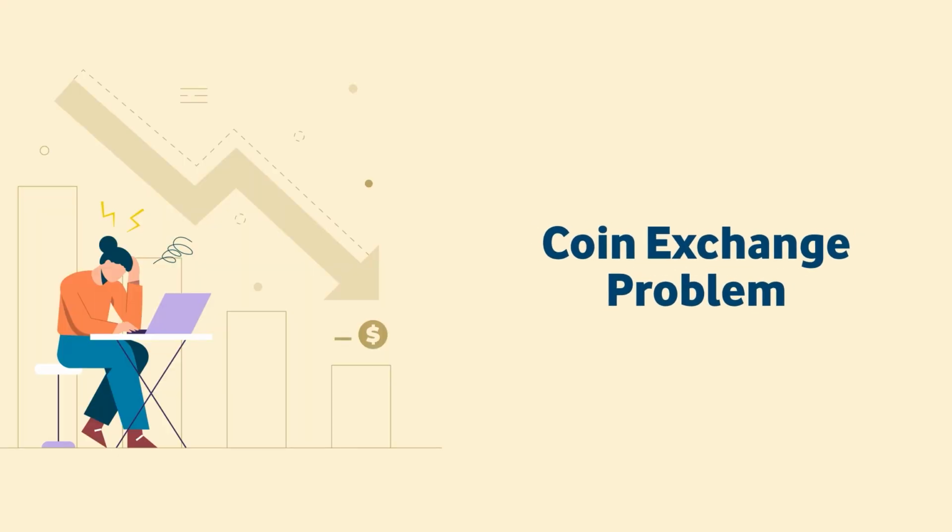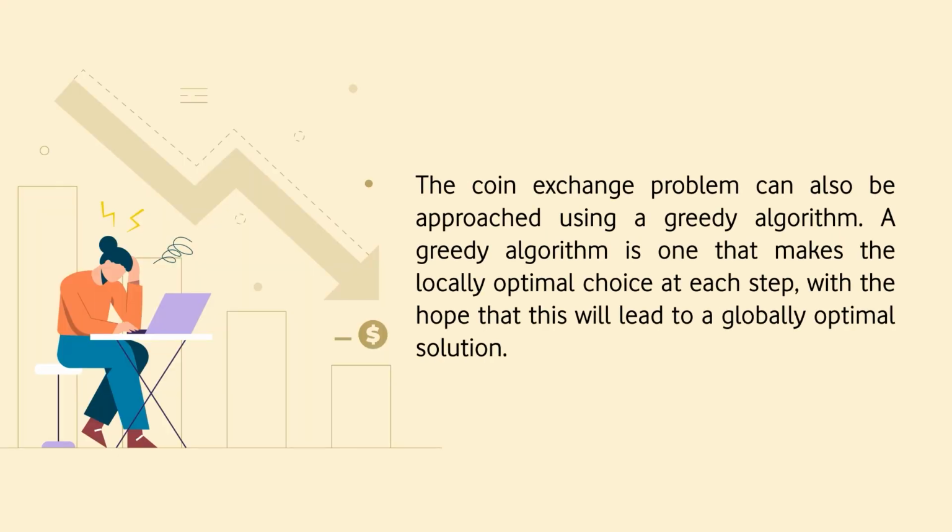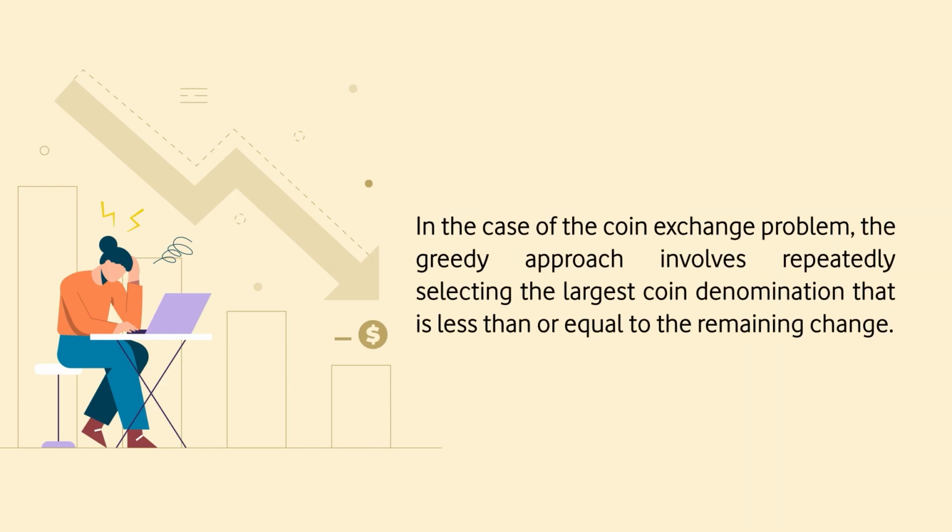Okay, so the coin exchange problem can also be approached using a greedy algorithm. A greedy algorithm is one that makes the locally optimal choice at each step, with the hope that this will lead to a globally optimal solution. In the case of the coin exchange problem, the greedy approach involves repeatedly selecting the largest coin denomination that is less than or equal to the remaining change. So you will be given a set of coin denominations, and based on the denominations you have to reach a goal.